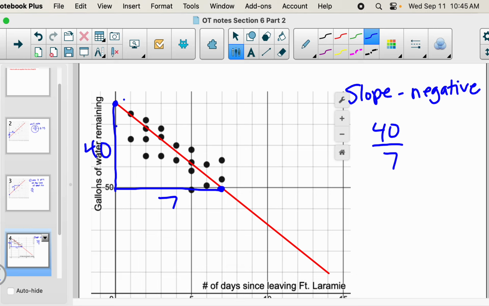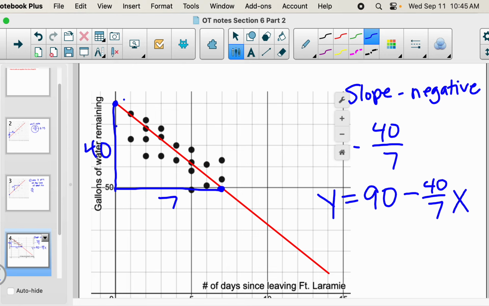But what am I missing? The line is going downhill. So instead of 40 over 7, it's going to be negative 40 over 7. If the problem said write the equation, I then need one more thing, and what is that? Where does the graph start? Starting up at 60, 70, 80, 90. My equation here is 90 minus 40 over 7x.